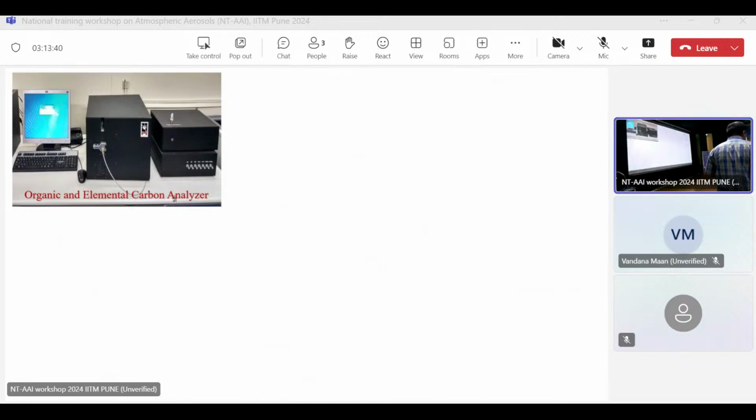Different analyzers that we use for chemical analysis. What is this? OCT analyzer. Anybody knows the working principle?